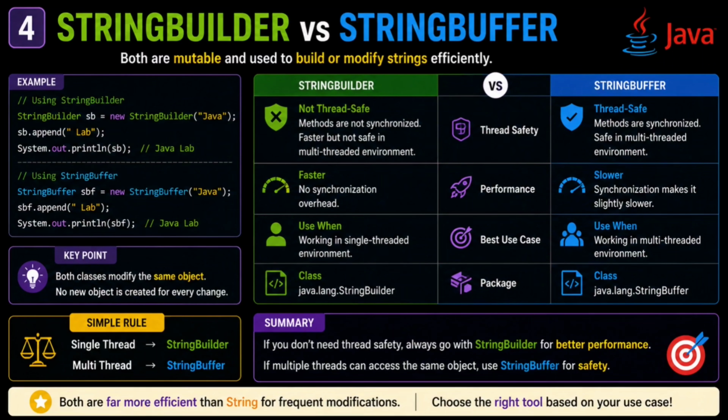So what's the difference? StringBuilder is not thread-safe. Its methods are not synchronized. As a result, it delivers the best performance. StringBuffer is thread-safe. Its methods are synchronized, making it safe for multi-threaded environments. The trade-off is slightly lower performance. A simple rule to remember: single thread? Use StringBuilder. Multiple threads? Use StringBuffer. Now let's understand why String itself was designed differently.